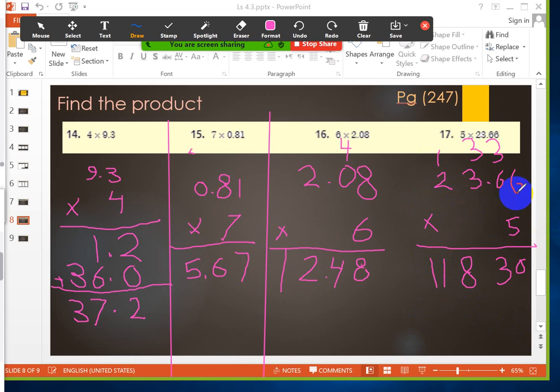What about the decimal point? I have here 2 digits after the decimal point. That means I have to move the decimal point 2 digits. So it was here, so it will be right here between 3 and 8. So the number will be 118.30 or 118.3 tenths. The same answer.